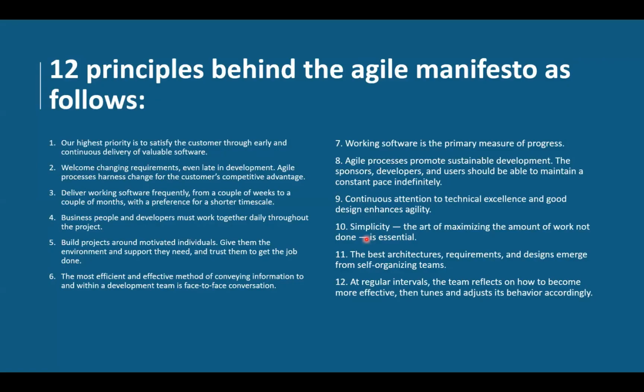This is Agile. Now, there are 12 principles behind the Agile Manifesto, which everything I've said so far is all exemplified here. So our highest priority is to satisfy the customer through early and continuous delivery of valuable product or software. In this case, the app.